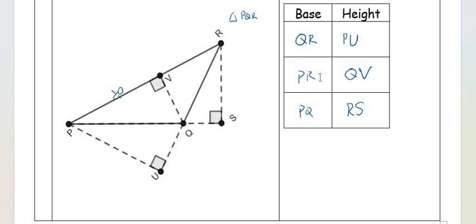So that's how we find the base and the height. I hope these examples help you to find the base and the height, because if we can find the base and the height, then we know how to find the area. Okay, so these are the three examples that I can show you. I hope they will help you to understand how to find the base and the height.